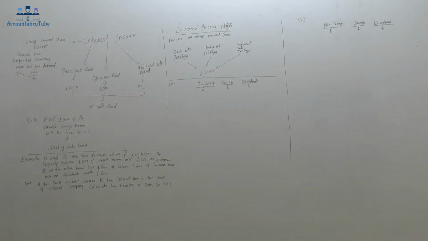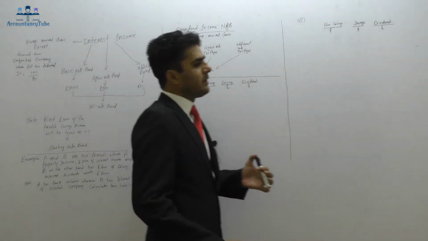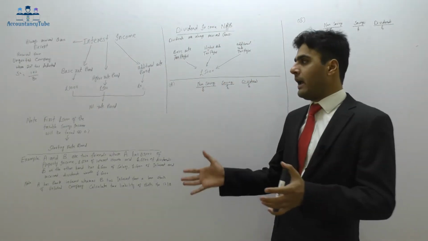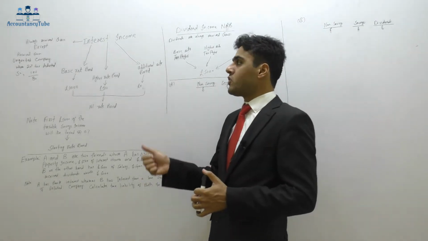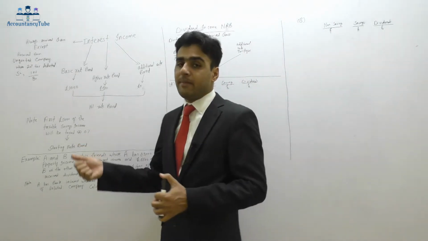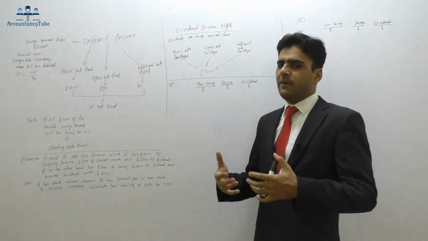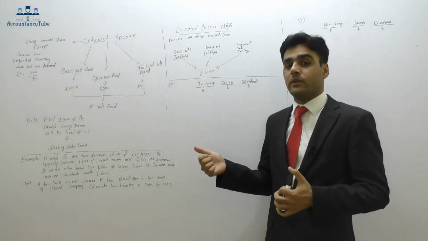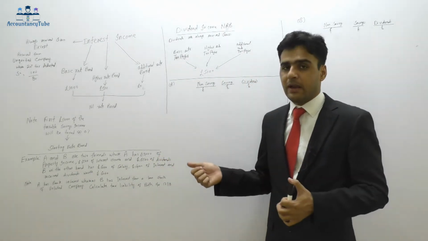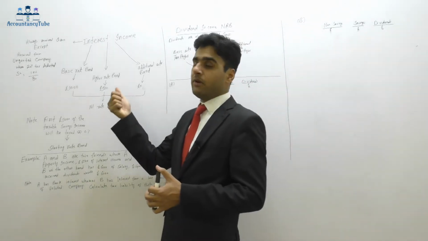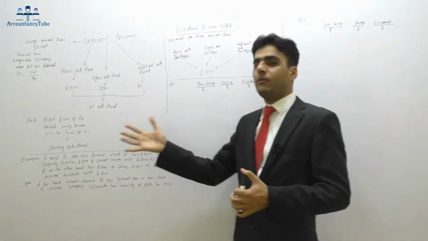Now, after the starting rate band, there is a nil rate band as well. Now, what is the nil rate band? On top of the starting rate band, it is an additional thing. On top of the starting rate band, there will be a nil rate band as well. Now, the nil rate band will depend on where your income falls. If your income falls in the basic rate band, in the higher rate band, or in the additional rate band, so it will vary.